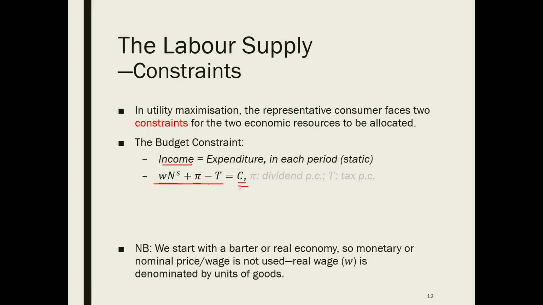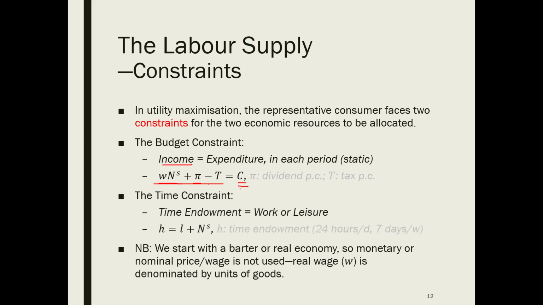On the other hand, the consumer also faces a time constraint. The consumer needs to allocate its time endowment between work and leisure, because our question is the labor market. Let's denote the time endowment by H, which is 24 hours a day, or 7 days a week, or 365 days a year. It is the same for everyone. No one has 25 hours a day. The time constraint is simple. H equals leisure L plus labor NS.